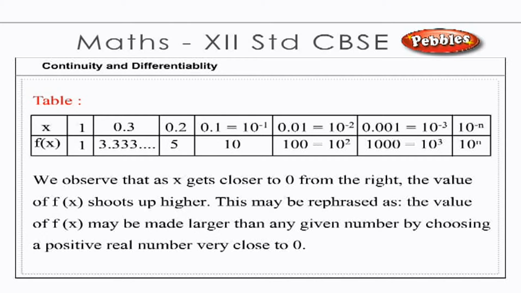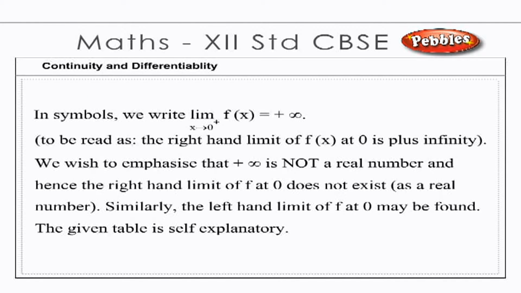We observe from the table that as x gets closer to 0 from the right, the value of f(x) shoots up higher. This may be rephrased as: the value of f(x) may be made larger than any given number by choosing a positive real number very close to 0. In symbols, we write the right-hand limit of f(x) at 0 is plus infinity. We wish to emphasize that plus infinity is not a real number and hence the right-hand limit of f at 0 does not exist as a real number.